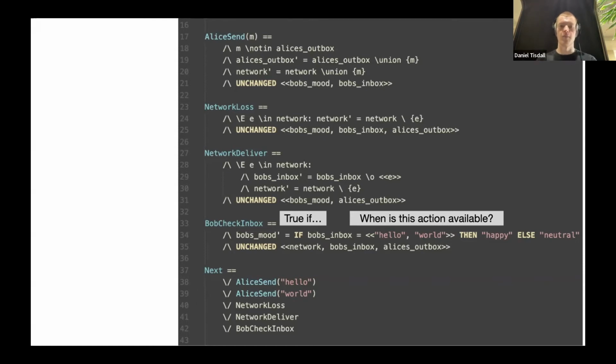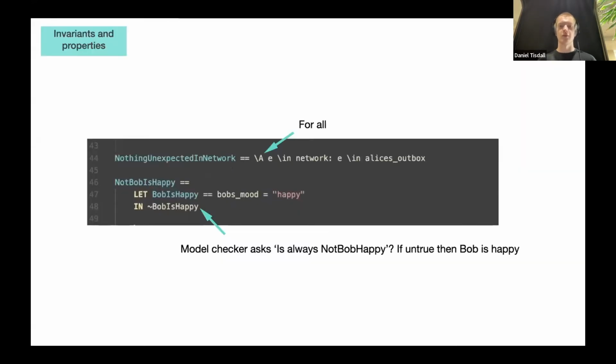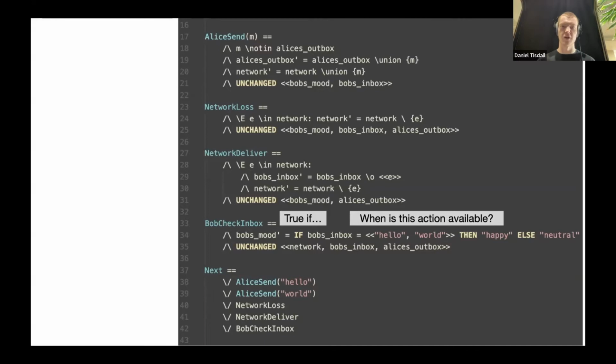Yeah, so almost. This action could actually be taken at any time without condition on Bob's inbox, because it's like if Bob's inbox is equal to this, then his mood will become happy, else neutral. Because of the else, it matches every possibility for Bob's inbox. So actually Bob can check his inbox at any time, so long as these other things are unchanged. Okay, so that's it for this simple state machine.